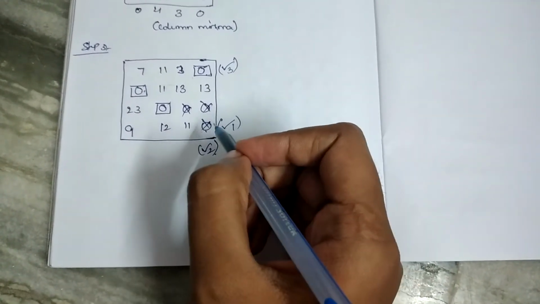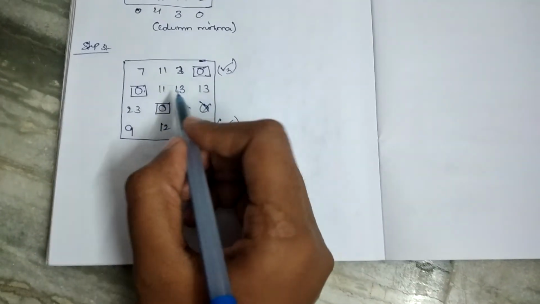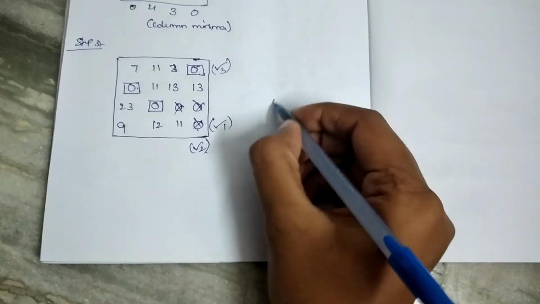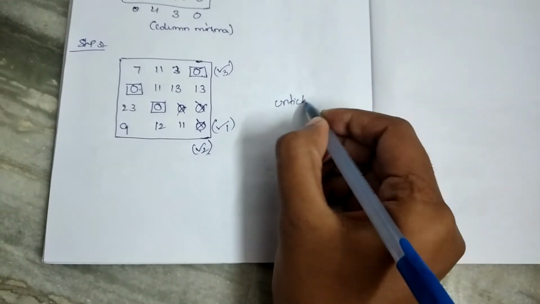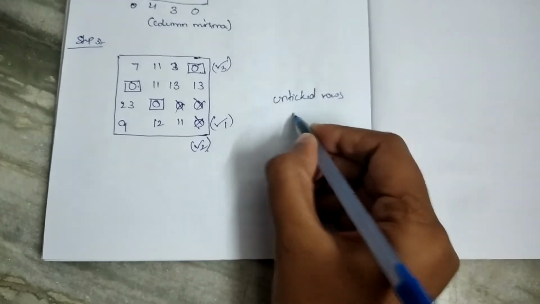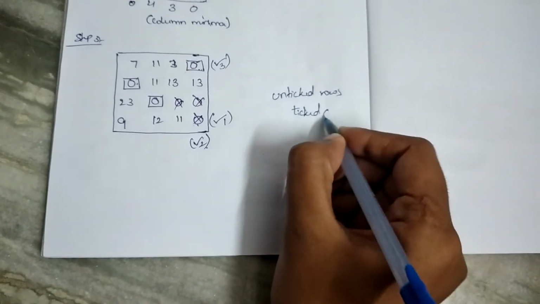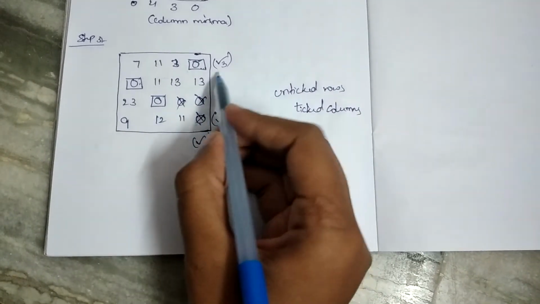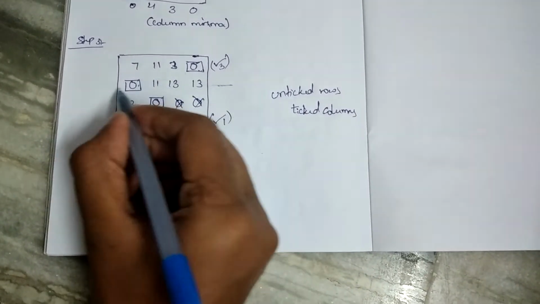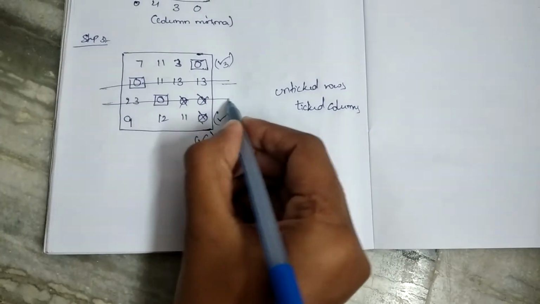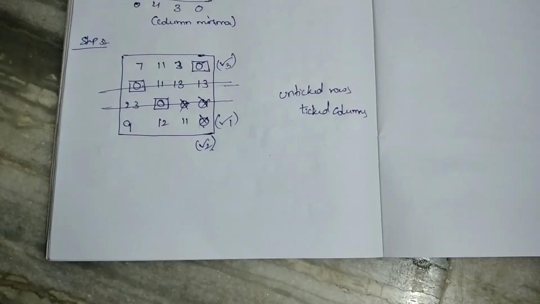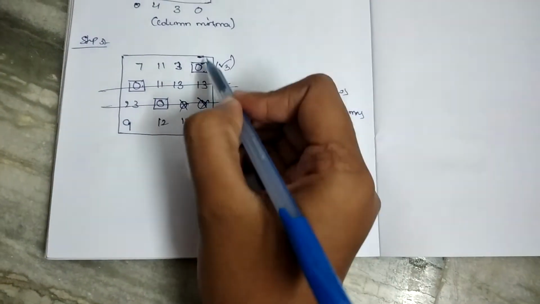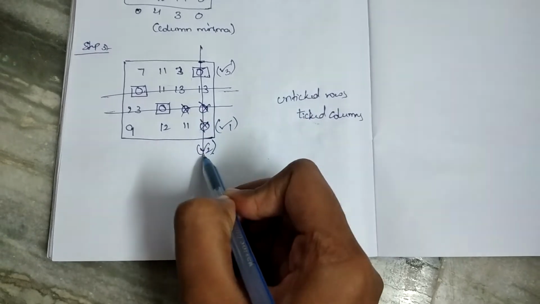So how to form a loop? We have to cross the unticked rows and ticked columns. Where are the unticked rows? These 2 rows are unticked, so we have to cross these 2 rows. And when we observe, there is only one column which is ticked, so we have to cross this column.